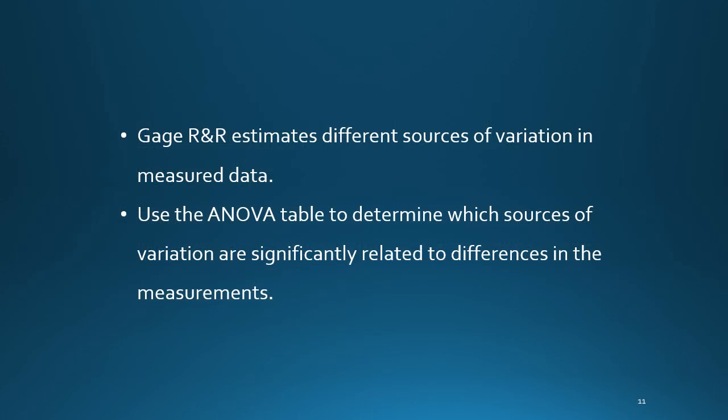So let's review. Gage R&R estimates different sources of variation in measured data. We can use the ANOVA table to determine which sources of variation are significantly related to differences in the measurements.